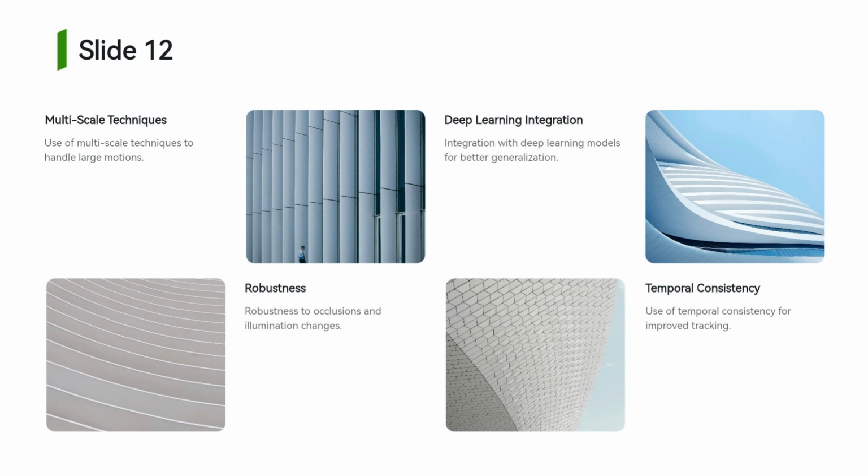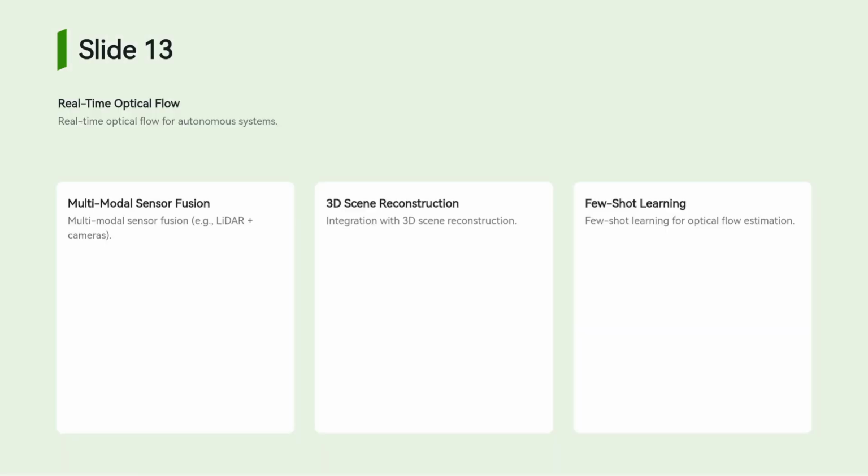Deep learning integration. Combining traditional optical flow methods with neural networks enables more robust and accurate flow estimation, especially in difficult scenarios. Temporal consistency. Using temporal consistency across frames can help improve tracking and reduce errors due to large motion or occlusions. The future of optical flow is looking towards more advanced and efficient techniques.